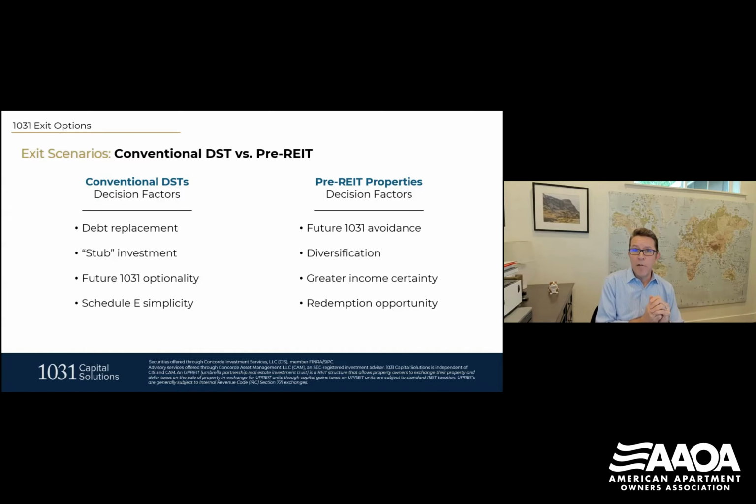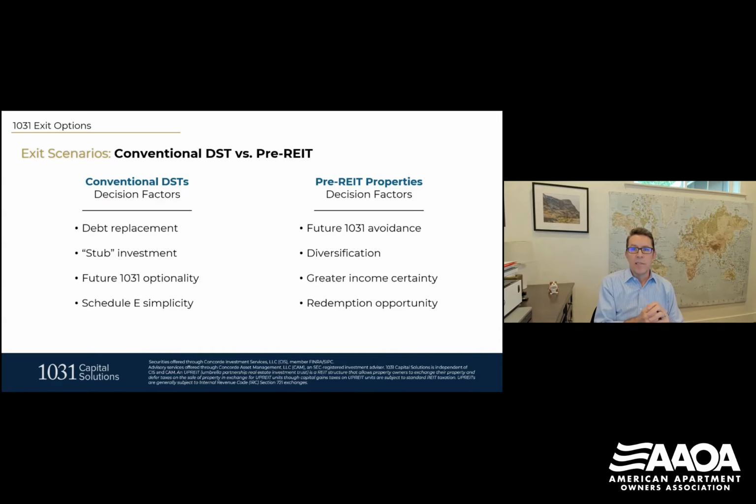Also, some of our younger clients in particular simply aren't ready to let go of the optionality to be able to 1031 exchange back into traditional rental properties. And if it's really important to you today to be able 6, 7, 8 years from now to take that equity that you put into a DST and go back to owning your own rental property, then you are far more likely to look at a conventional DST than a pre-REIT property where you're never going to have that 1031 exchange option again. And then finally, the traditional DSTs do have that Schedule E simplicity.